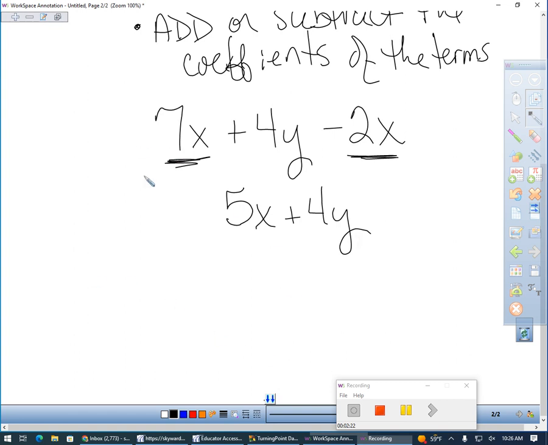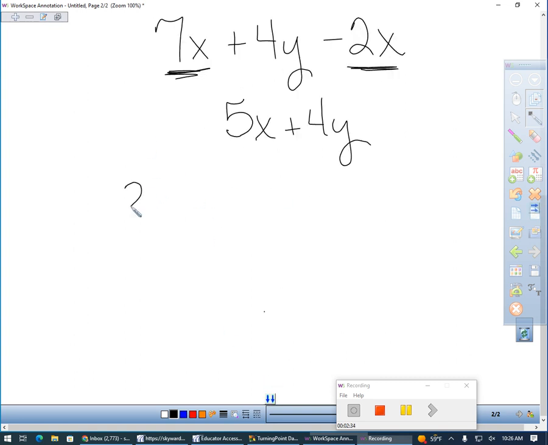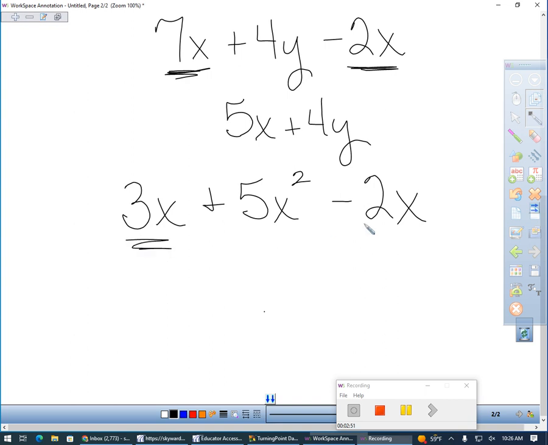Now I want to clarify before I do an example. What I was saying was that if I had, let's say, 3x plus 5x squared minus 2x, what are the like terms here? What are they, Keegan? 3x and 2x. Good. So I'm going to write my 5x squared down first. And then 3x plus a negative 2x is how much, Keegan? 1x. Good. Plus 1x.